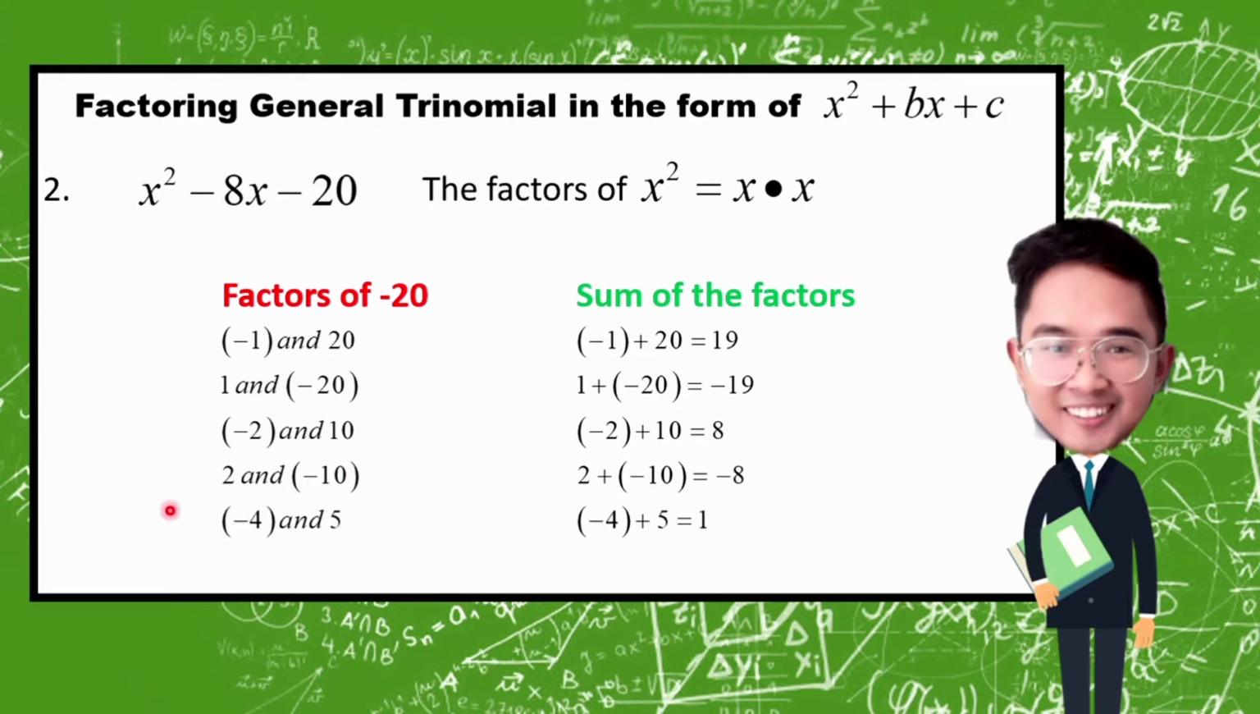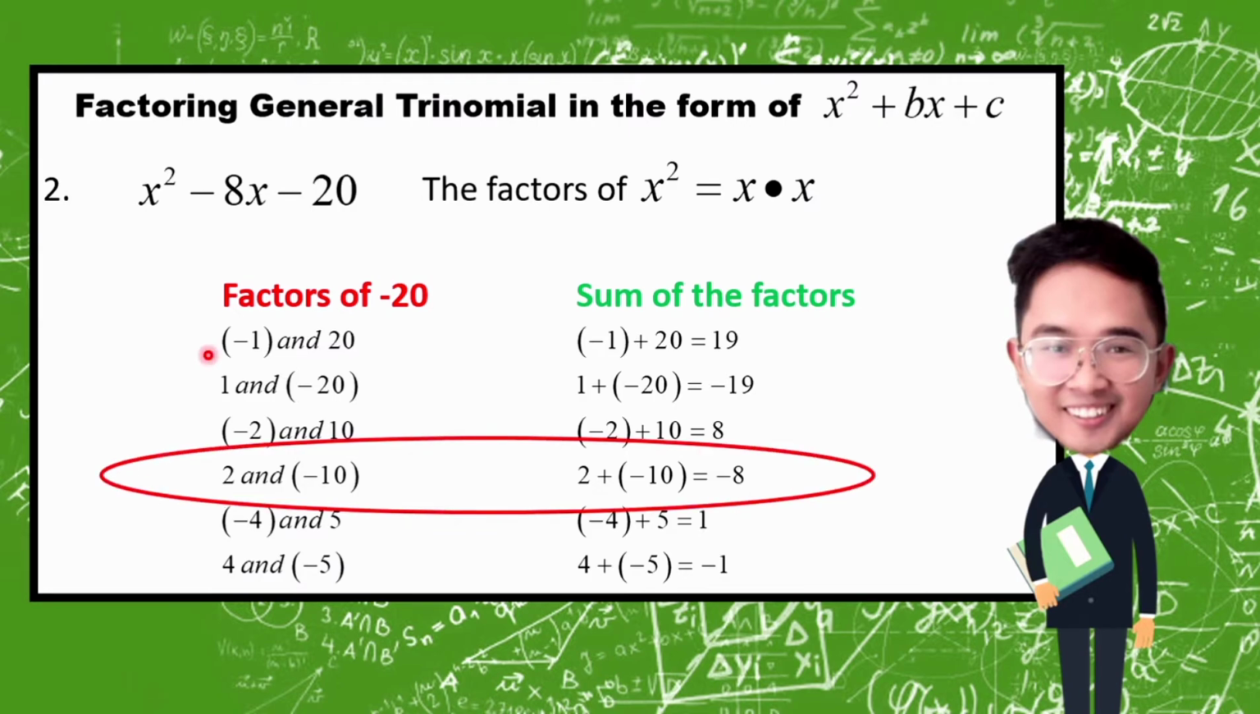Another factors, negative 4 and 5. If we are going to add negative 4 and 5, the sum is 1. And lastly, 4 and negative 5, whose sum is negative 1. Among the listed factors, which one are we going to use? Your answer is correct. Why is it 2 and negative 10?